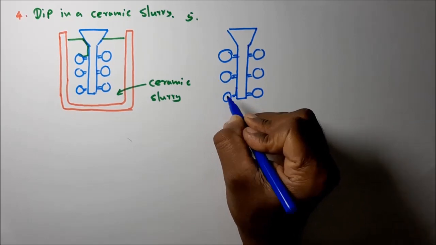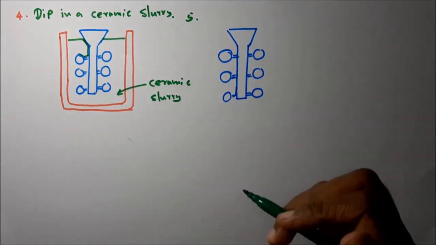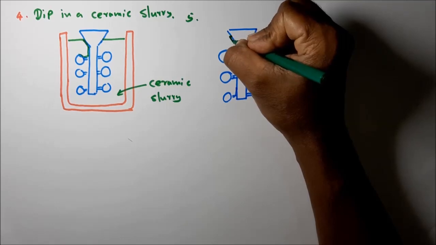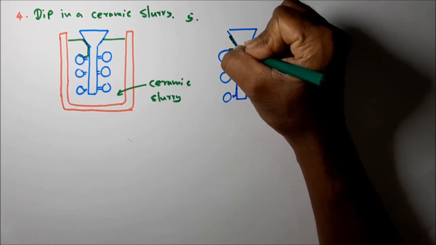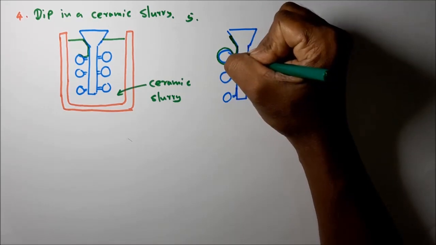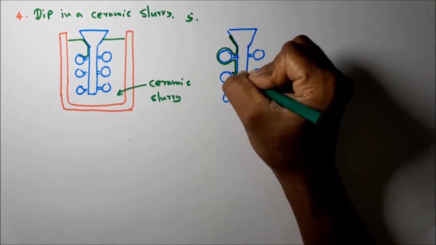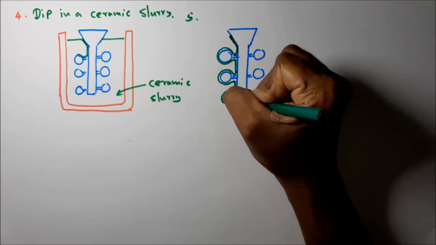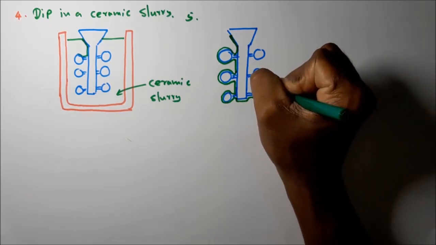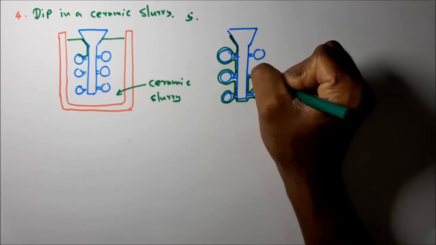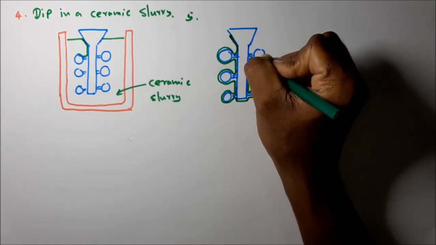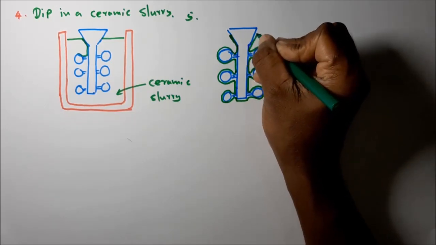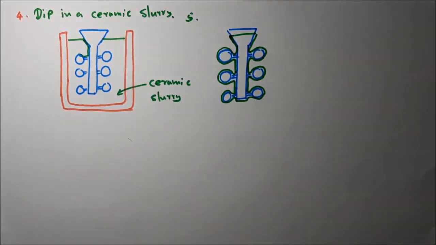Then what happened? The ceramic coating, that means the ceramic shell, is formed out of this wax pattern. A thick slurry coating is generated on this wax pattern. You can see this kind of ceramic coating is generated because of this thick ceramic slurry.